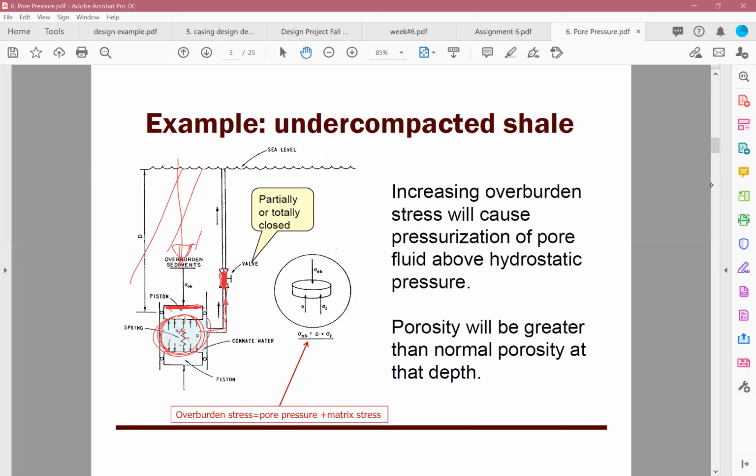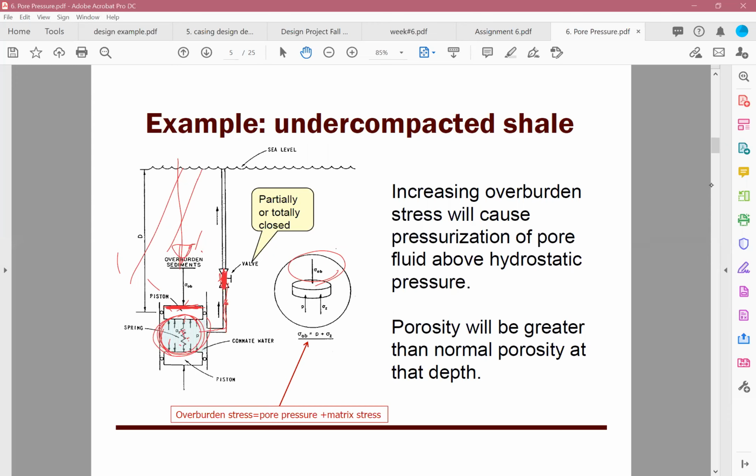That's exactly what happens underground. This huge amount of water that you see in this picture is basically the actual underground formation. We call it overburden stress. And this overburden stress is coming from the weight of the rock underground.